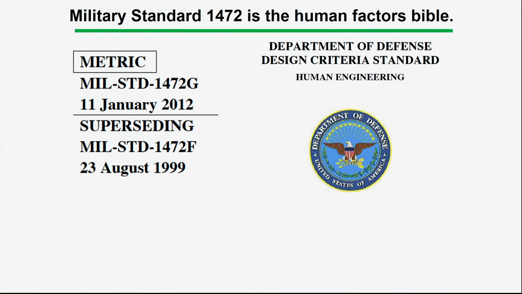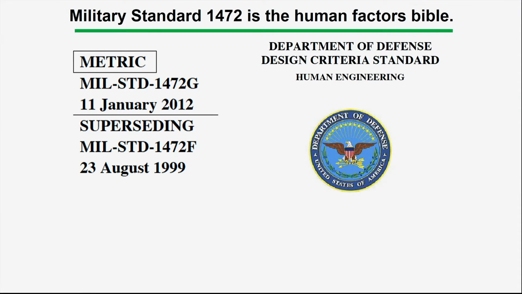So with that, let me start by talking about Military Standard 1472. The latest version is Edition G. This document, as you can see, has been revised over time if you're at version G. And it's sort of the Bible. This is what people who are doing human factors work use.